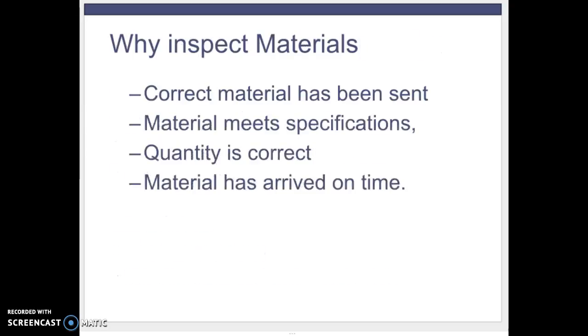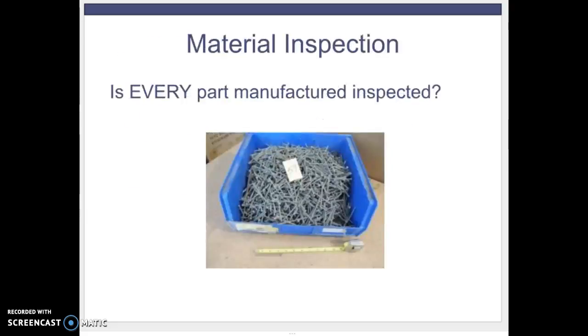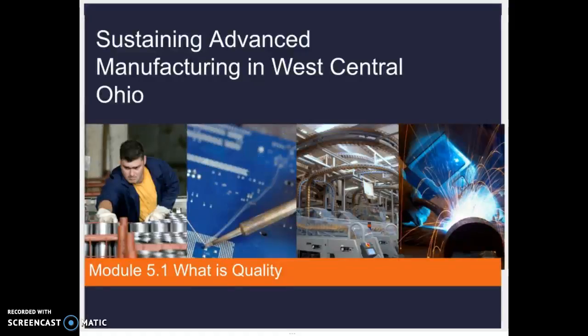Why we inspect materials is just like what we've been talking about. So the correct materials have been sent, materials meet specs, and the quantity is correct, as well as the material has arrived on time. So when we think about the quality process, is every part manufactured and inspected? They're not, but it's the piece of being able to spot check it so that what we are getting as a customer is at the top of the priority and the top of the quality so that we continue to return. That wraps up Module 5.1 on quality.